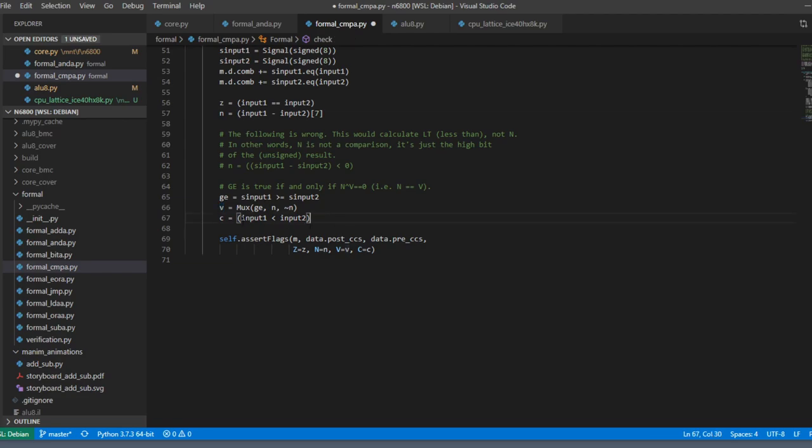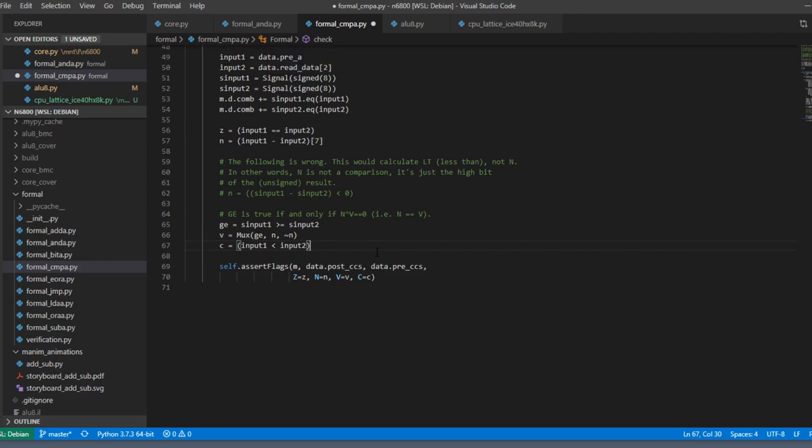And this is the carry flag. The carry flag is going to be true if input 1 is just less than input 2. This is an unsigned comparison. And that's the only formal verification that you have to do. You have to check that these four flags are correct. And in fact, they are when you run through formal verification.